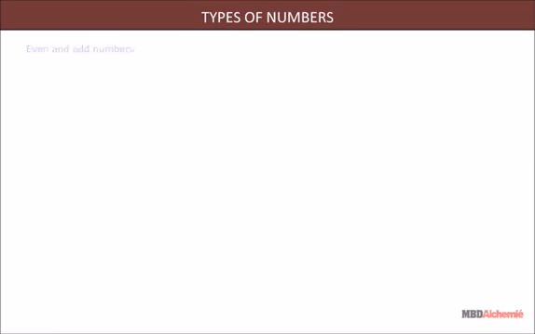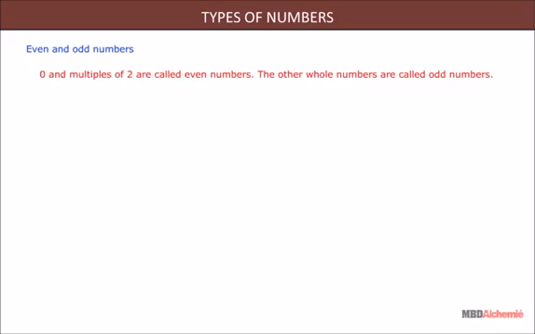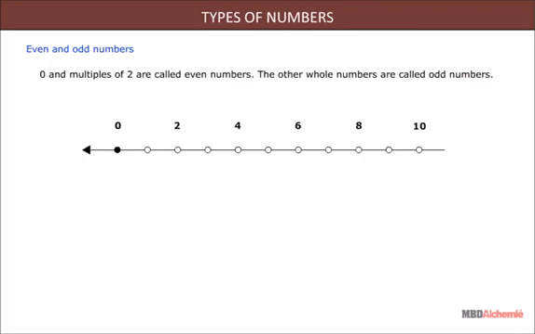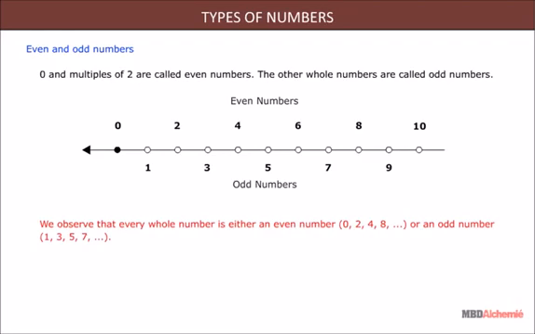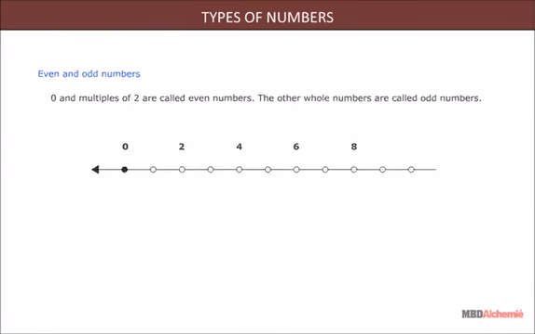Types of numbers. Even and odd numbers. 0 and multiples of 2 are called even numbers. The other whole numbers are called odd numbers. The numbers 0, 2, 4, 6, 8 and so on are even numbers, and the numbers 1, 3, 5, 7, 9 and so on are odd numbers. We observe that every whole number is either an even number or an odd number.